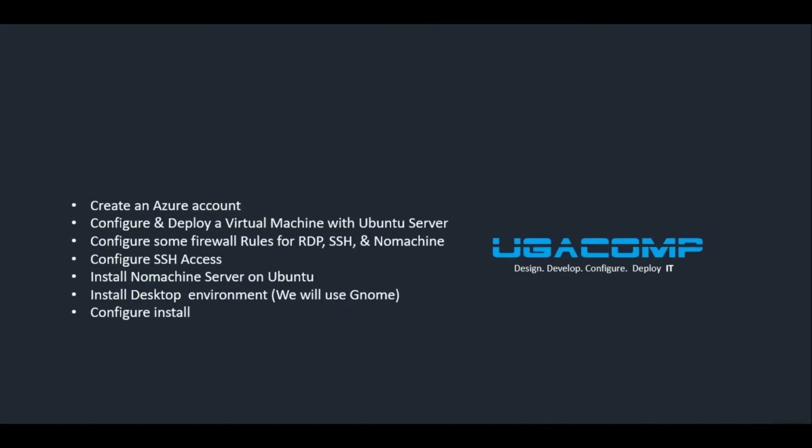Before we dive into action, these are the things we're going to do first. First, we are going to create an Azure account. Second, we'll configure and deploy a virtual machine with an Ubuntu server. Third, we shall configure some firewall rules for RDP, remote desktop protocol, SSH, and NoMachine. And then we will configure SSH access, install NoMachine server on Ubuntu, and also install a desktop environment. In this case, we're going to use GNOME and configure it.